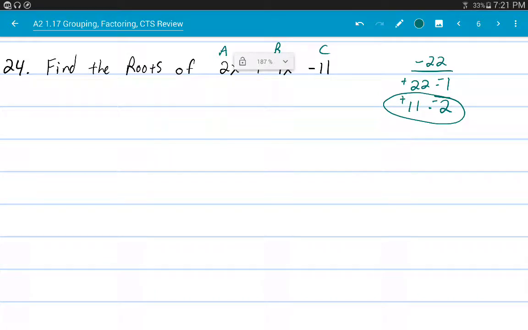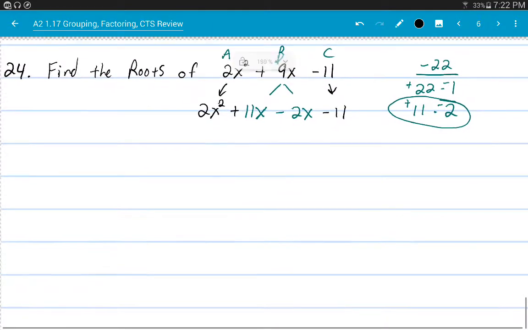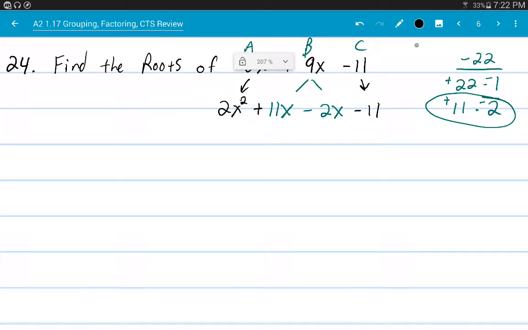So what I can do is I can split the middle term into 11x minus 2x, and I can bring down the other terms next to it. So let's bring this 2x squared down, and the plus sign. Let's bring down the minus 11. And now I should be able to use factor by grouping on them.